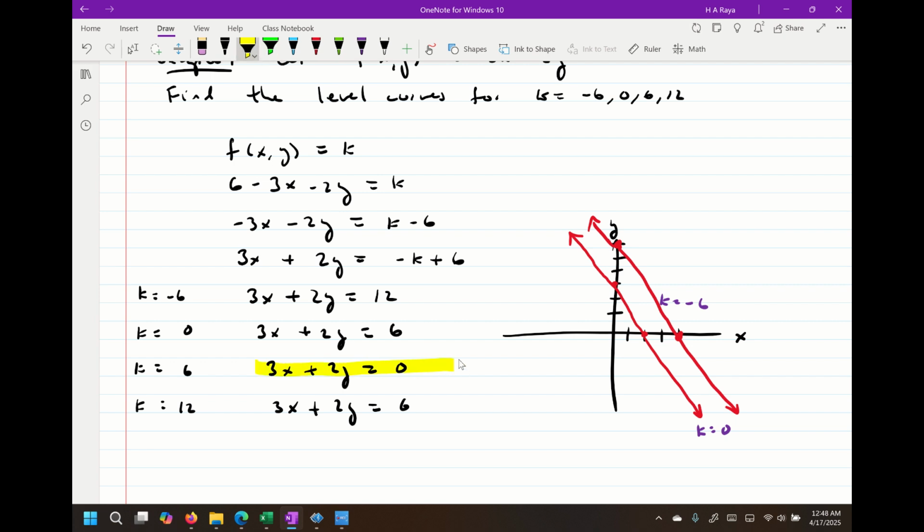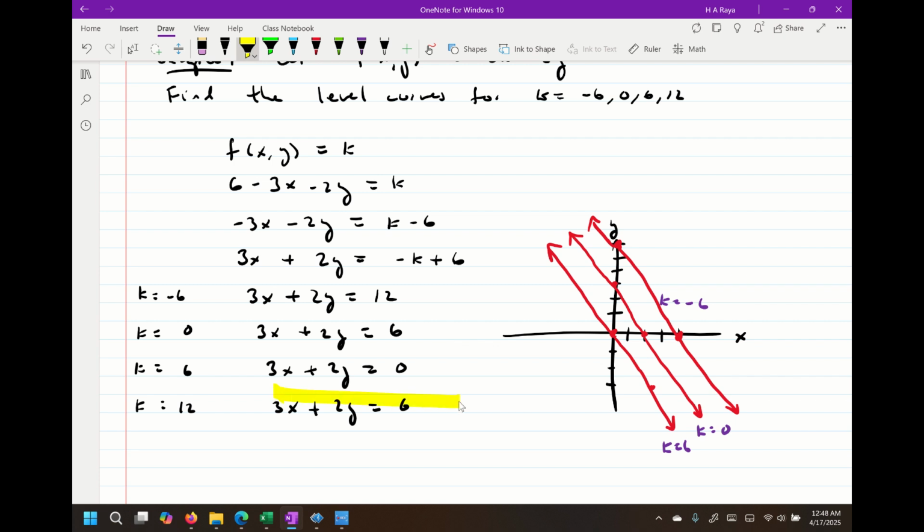For the third line, that is a little trickier because the x and y-intercept are 0 and 0. But if you took this equation and solved for y, you would have that y is equal to -3 halves x. And I can totally graph that. So I can take this point, go down 3 units, over 2 units to get my second point on my graph, then connect the dots. That guy is the level curve for k is equal to 6.